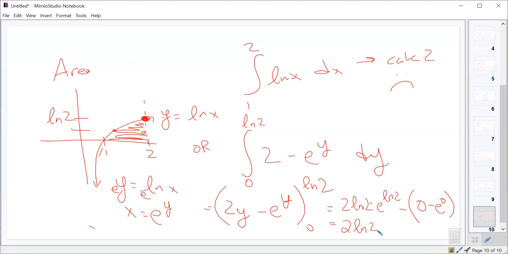What's e to the ln of 2? 2, exactly. So we have 2 ln 2 minus 2. And then minus a negative e to the 0. E to the 0 is 1. Minus 1. Minus a negative 1 is plus 1. So this ends up being 2 ln 2 minus 1.